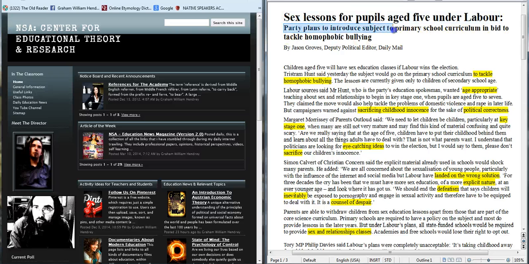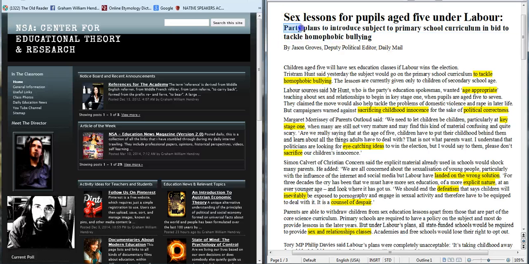Party plans to introduce subjects to primary school curriculum in bid to tackle homophobic bullying. So to tackle homophobia, we need more sex in primary schools. Okay, I'm sure that there's some bizarre logic there somewhere.